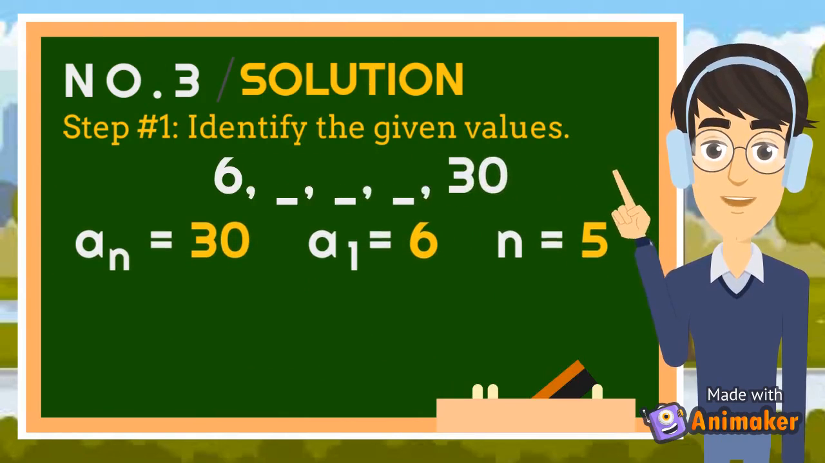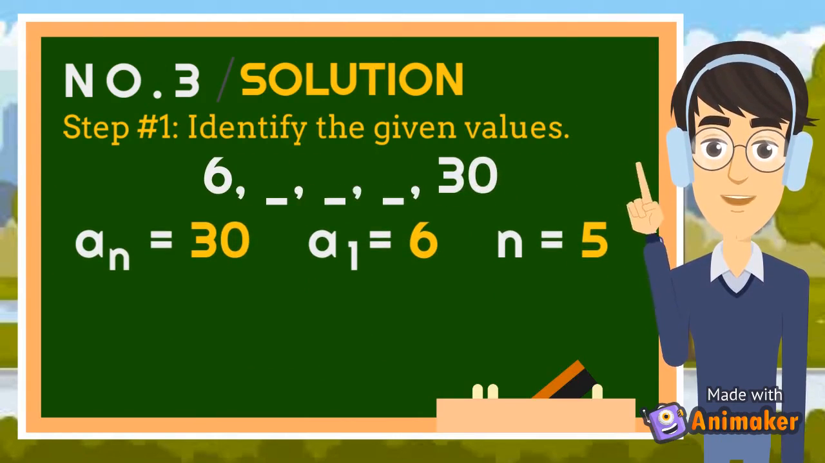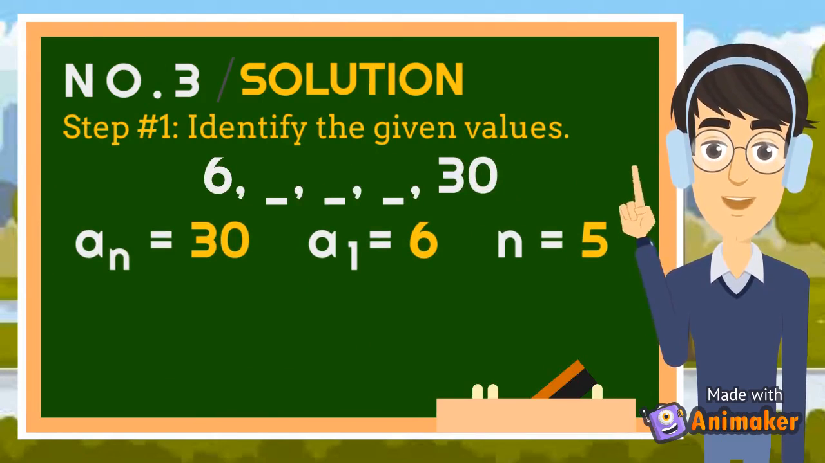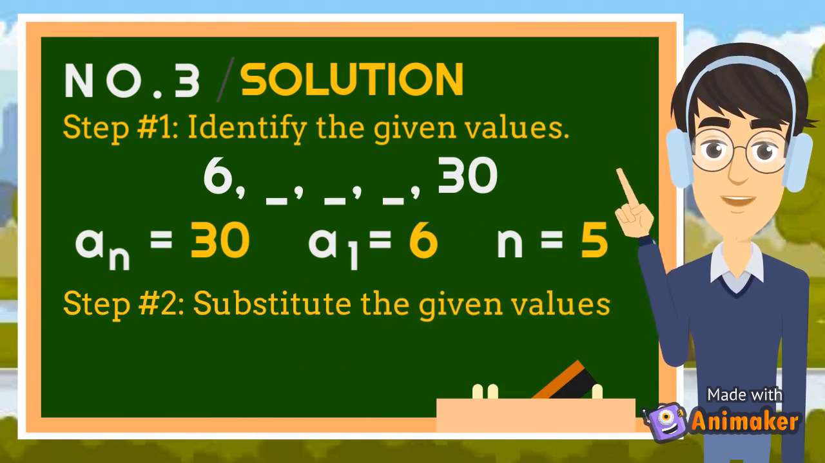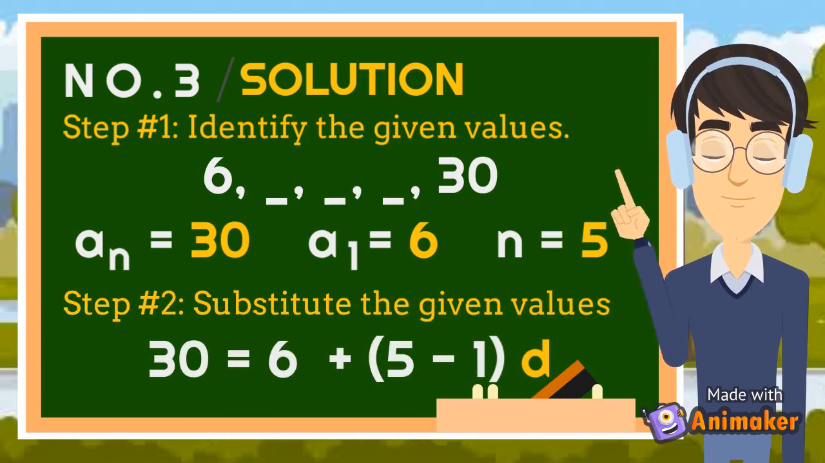Let us now determine our given values. Starting with the a sub n, which is 30. A sub 1 equals 6, and the number of terms, which is 5. Second step, substitute the given values to our formula, and this will give us 30 equals 6 times the quantity of 5 minus 1, times d.